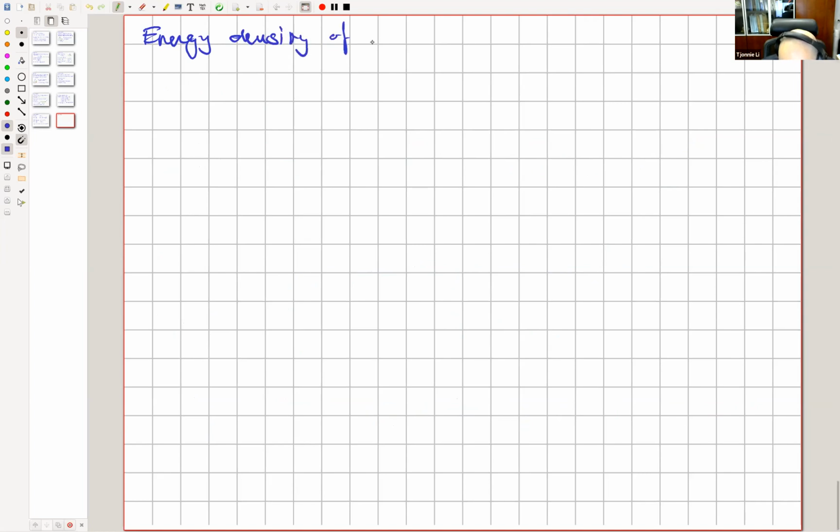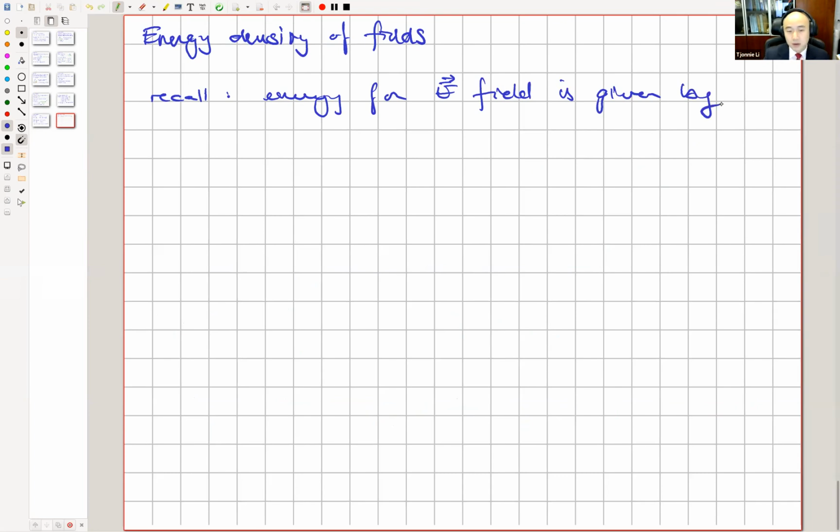of fields. Let's consider the electric field. Recall, the energy density for the E field is given by what? What is the energy or energy density associated with the electric field?